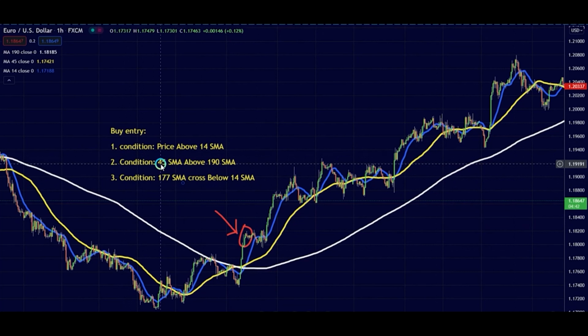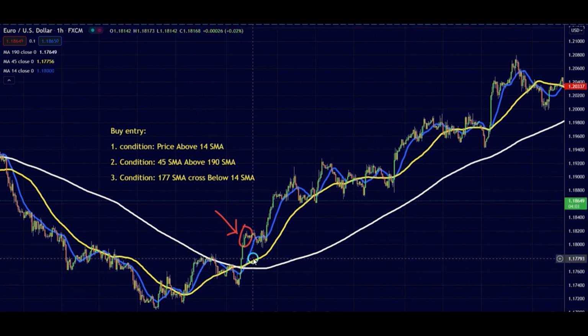For the second condition, we will need a 45 simple moving average and a 190 simple moving average. Basically that means that when we take the buy trade, in this case the yellow line has to be above the white line, and as you see, it has just crossed, and now it is the right place to take the buy trade. Here it is not the right place, as you see, and now it will be the right place.